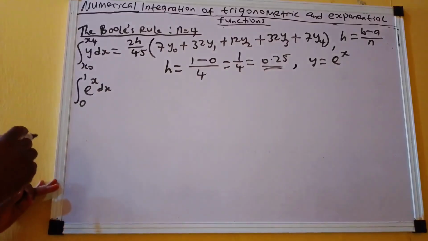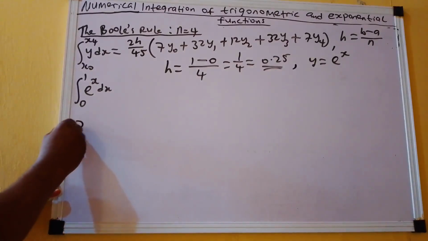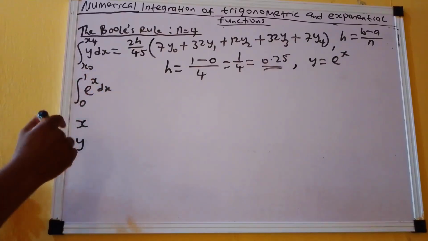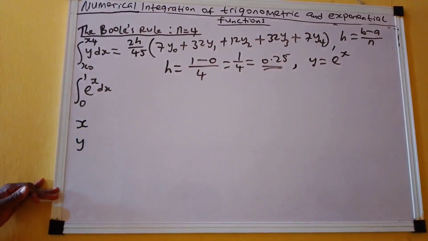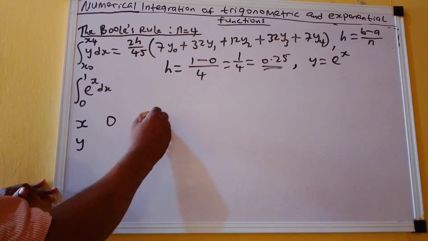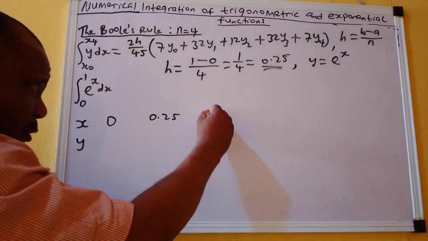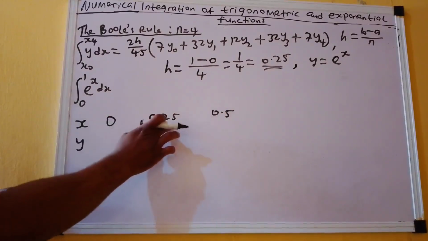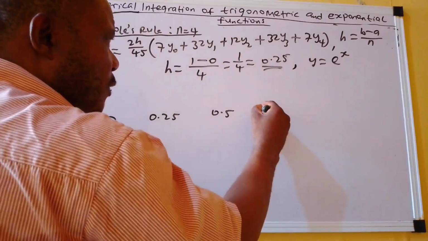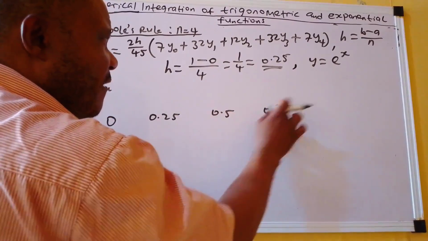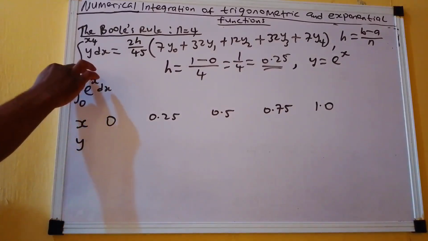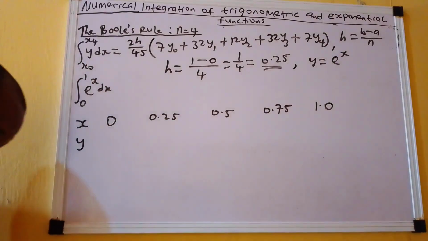So now permit us to write values for x and y. So x runs from 0 to 1 and is increasing with what? The step length h. So we are starting with 0, increasing it with h is 0.25. The next one will be 0.5. 0 plus 0.25, 0.25, 0.25 plus 0.25, 0.5, 0.5 plus 0.25, 0.75, 0.75 plus 0.25 is 1.0. So we stop. So it's taking value from 0 to 1. So we have gotten that.